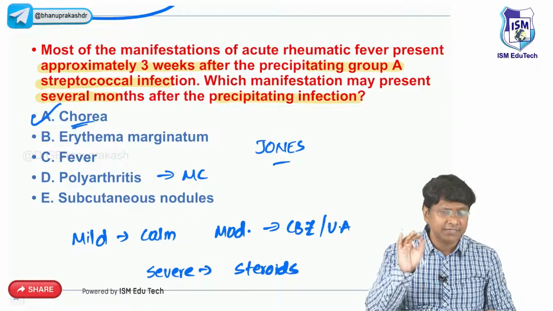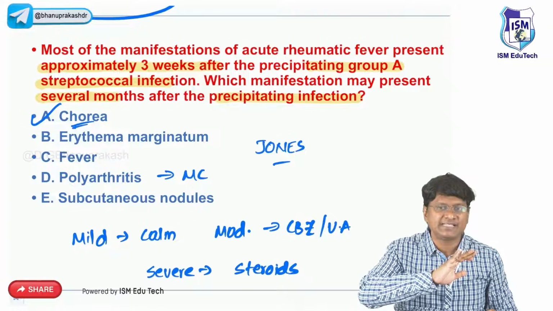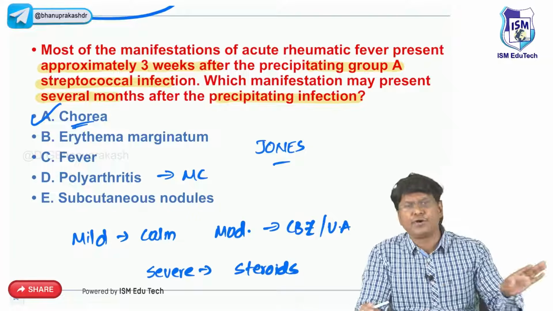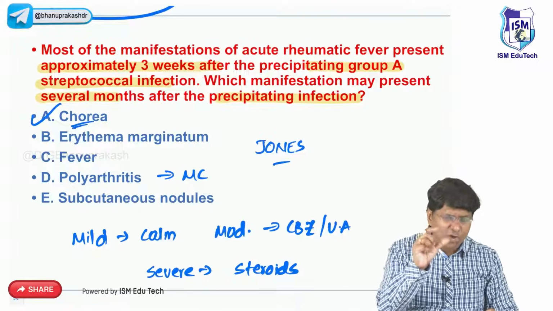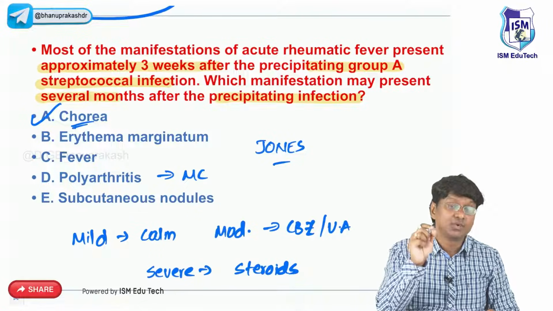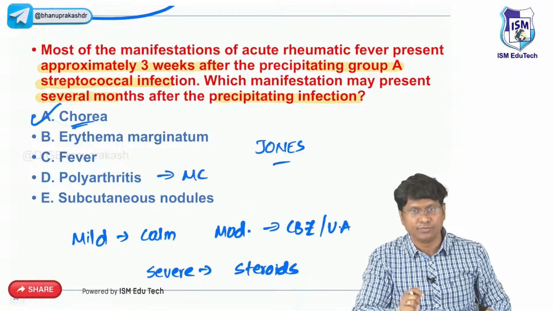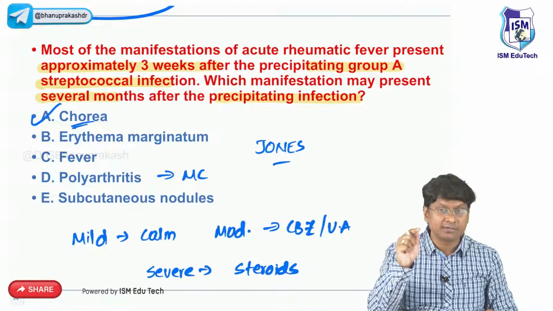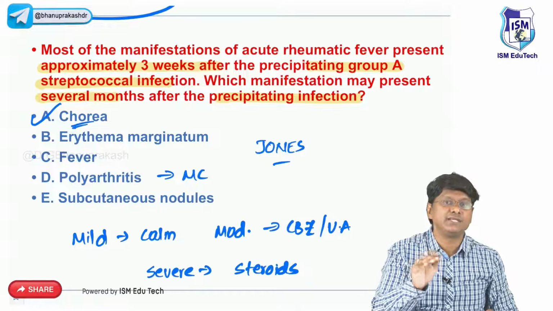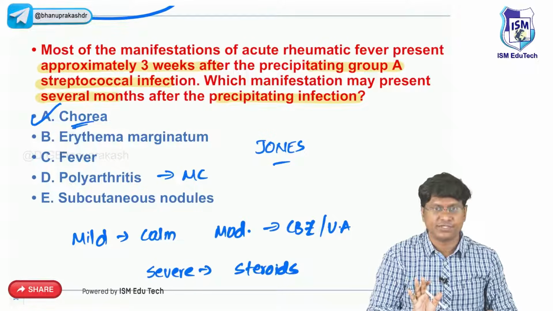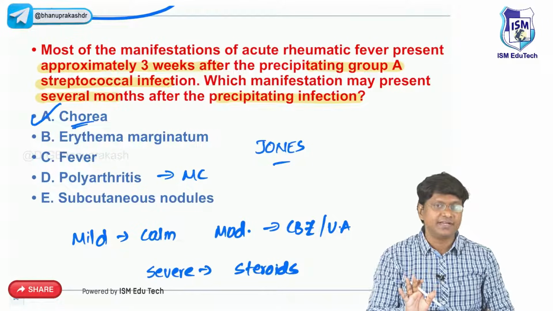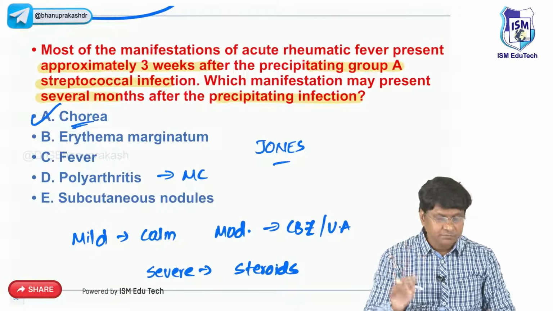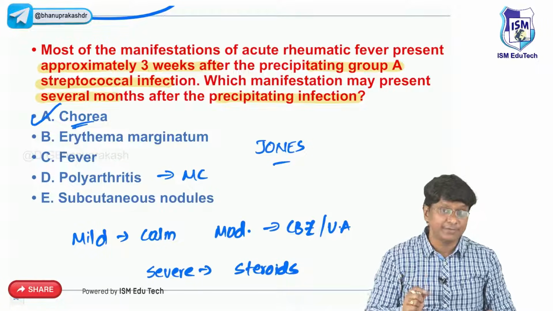Then, in some cases of extremely severe chorea not responding to any of these drugs, small studies have suggested a role for intravenous immunoglobulin. This intravenous immunoglobulin can give rapid resolution of the chorea manifestations. Okay, so that is about the treatment in case of chorea. Now, coming to the antibiotic prophylaxis.